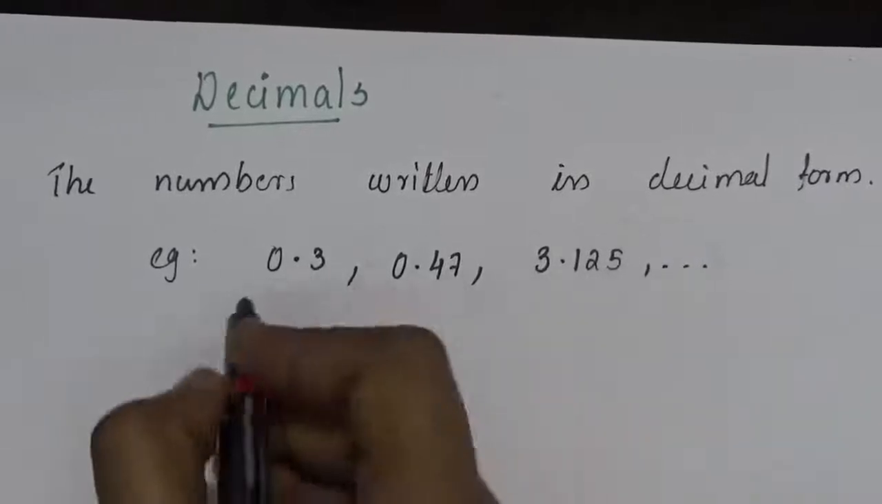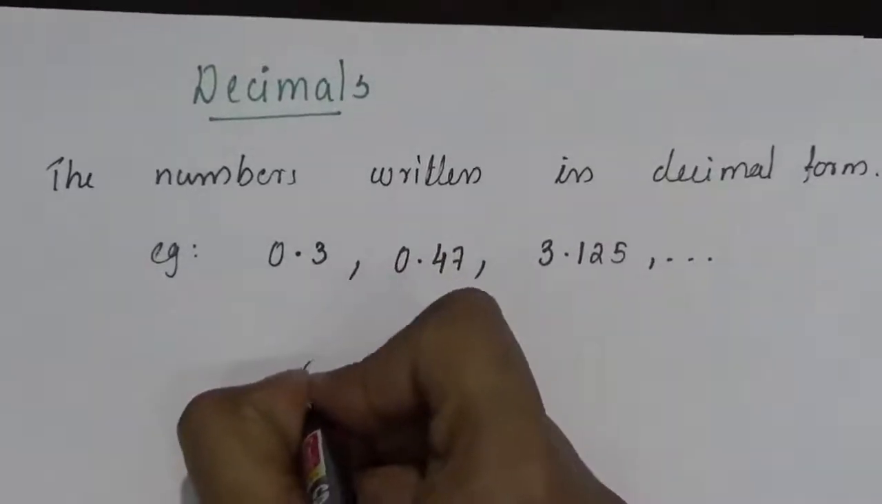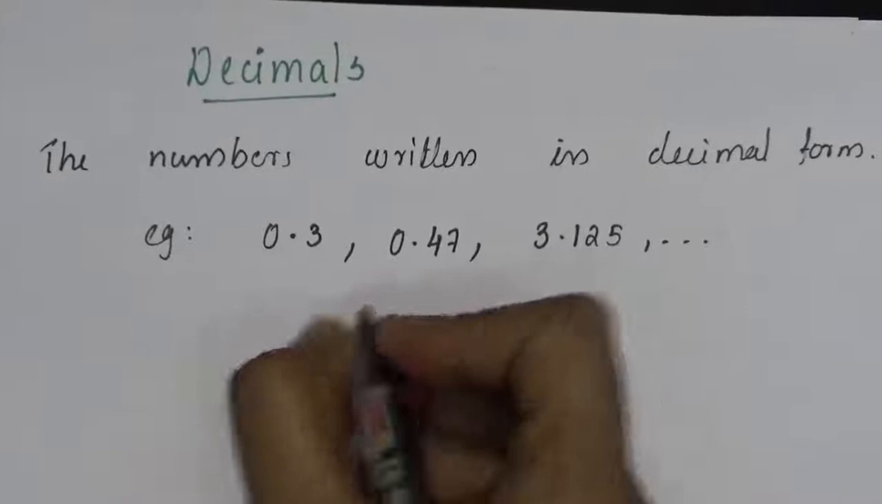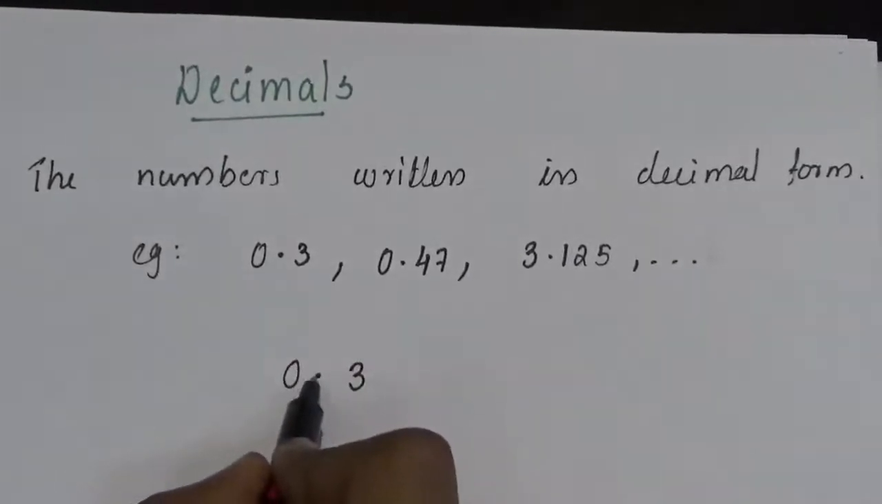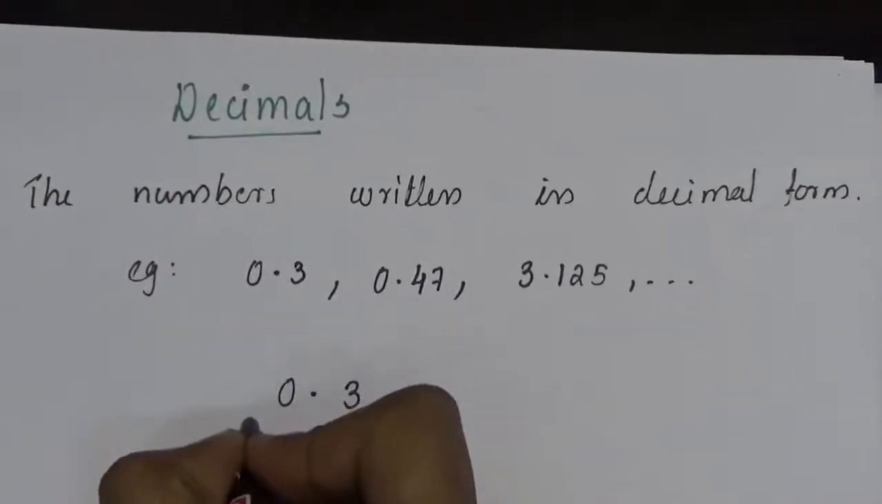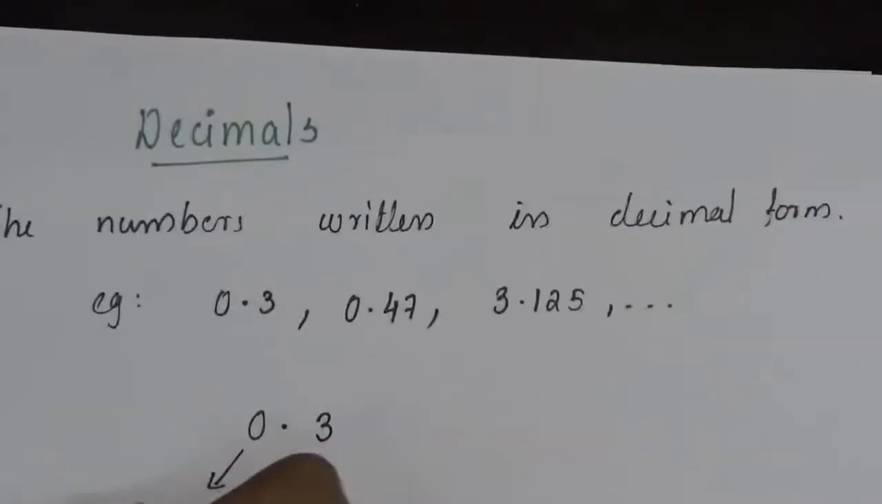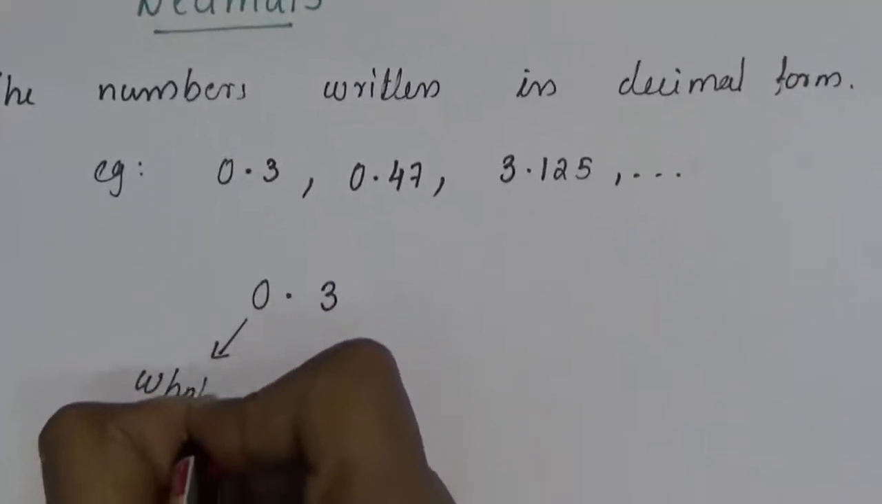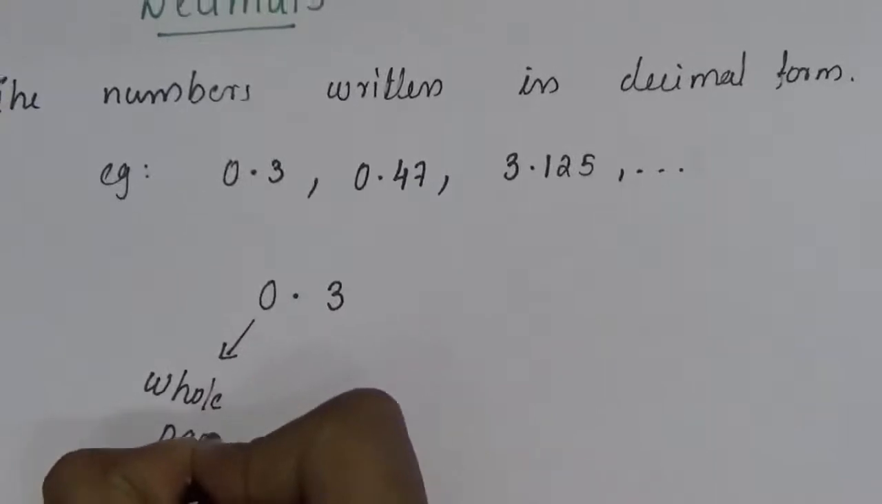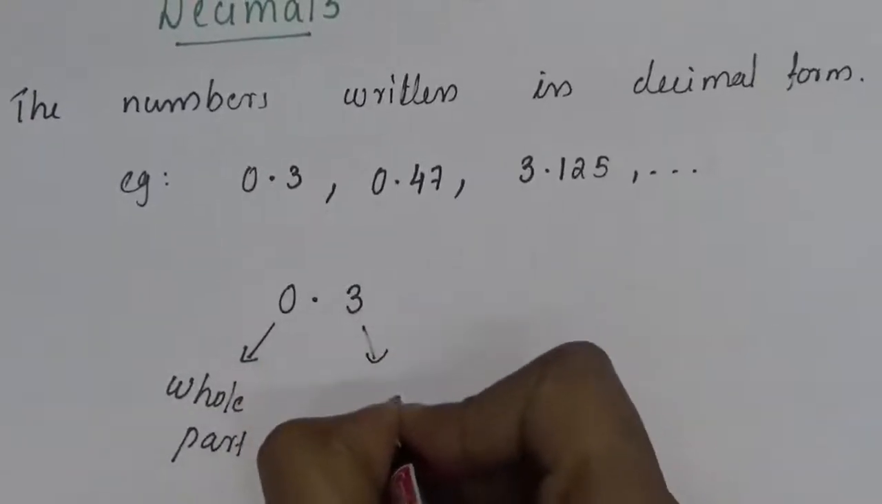Now in the decimal number 0.3, you can see a number before the point and after the point. So we call the number before the point the whole part of the decimal. This is called the whole part and this is called the decimal part.